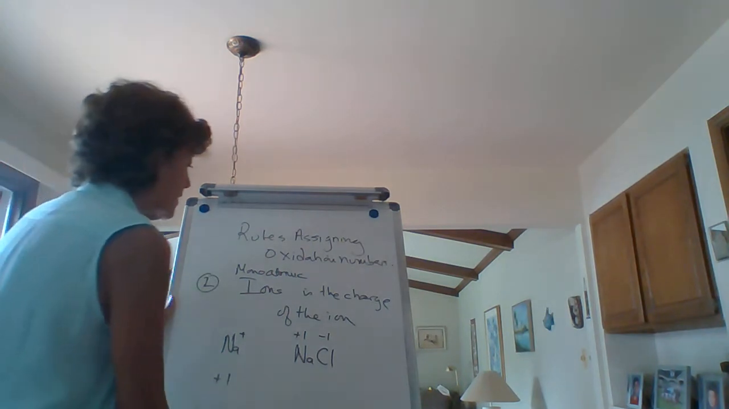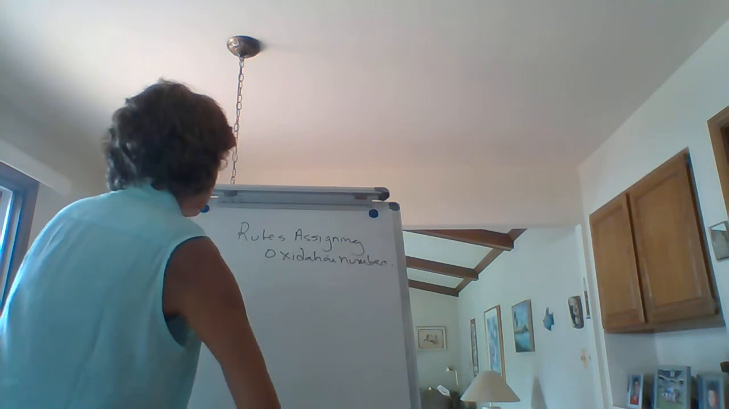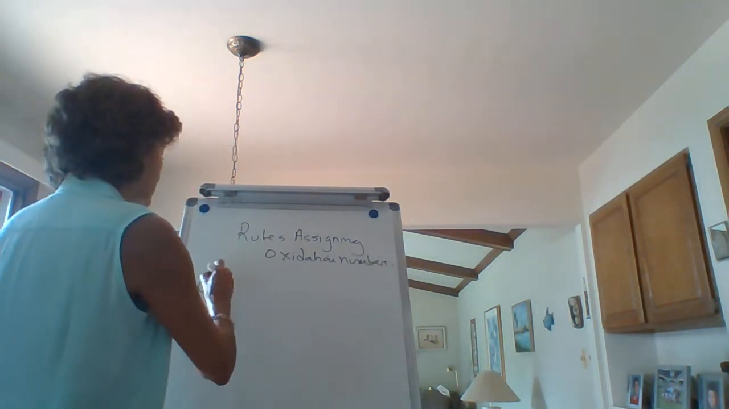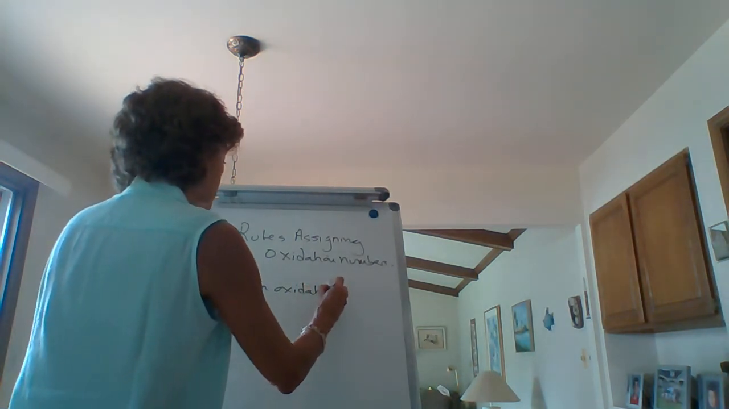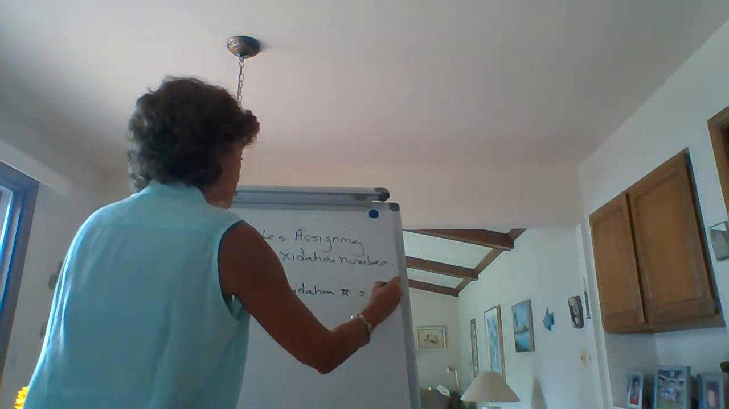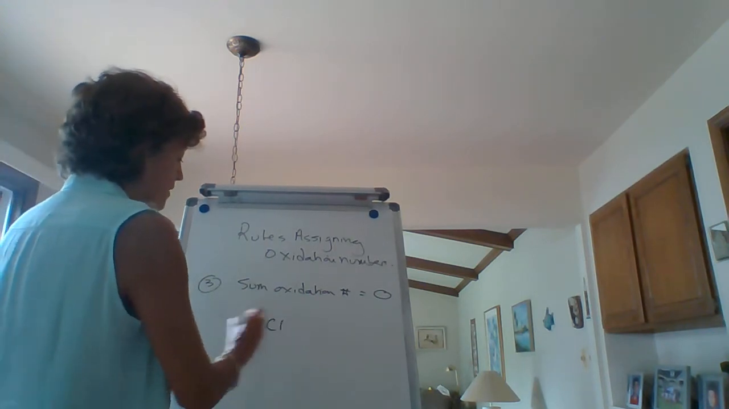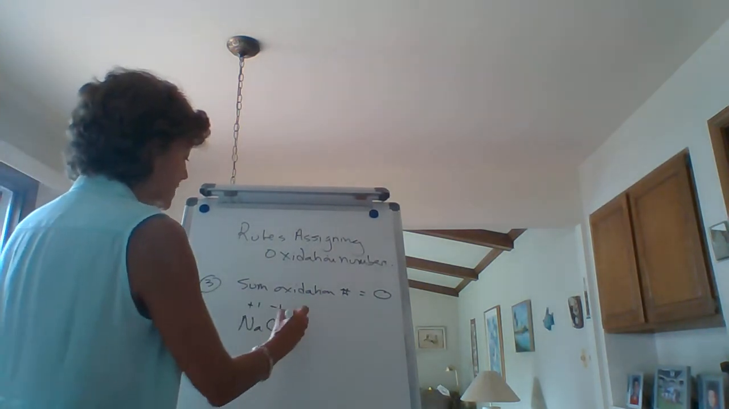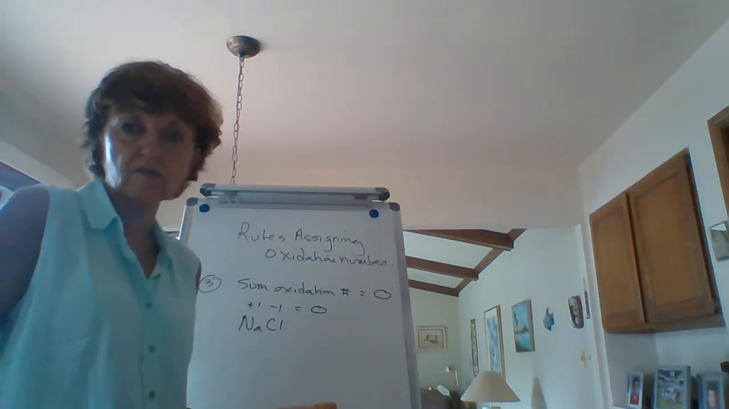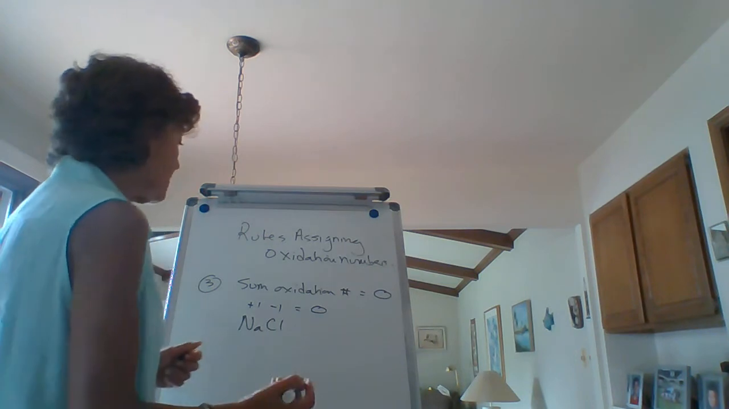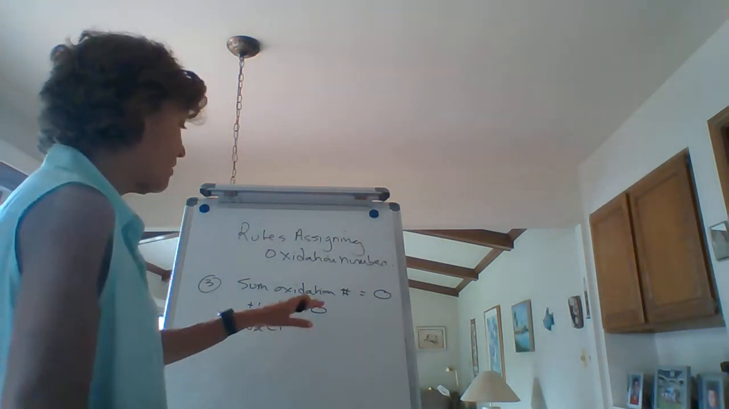All right, rule number 3. If you have a compound, then the sum of the oxidation numbers is equal to 0, which we just saw with sodium chloride. Sodium's +1, chloride's -1. You add them together, and the sum is 0. Now, if you're dealing with covalent compounds, it gets a little tricky. These are ionic, really easy.